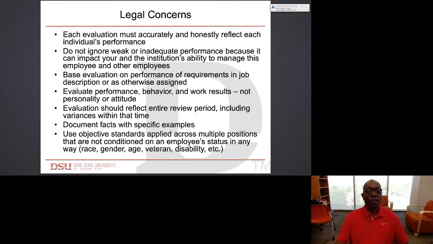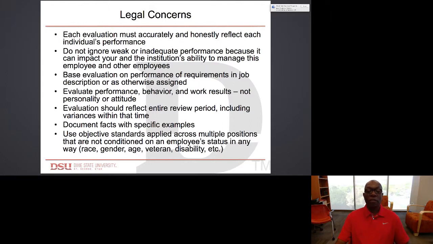Legal concerns. Each evaluation must accurately and honestly reflect each individual's performance. Don't ignore weak or inadequate performance because it can impact your and the institution's ability to manage this employee and other employees. Base evaluation on performance of requirements in the job description or as otherwise assigned.